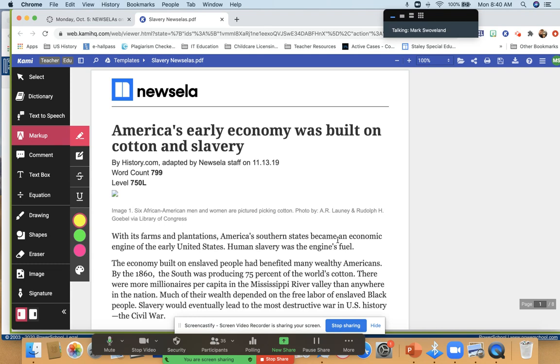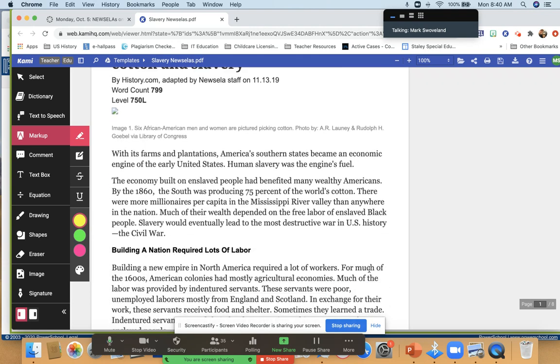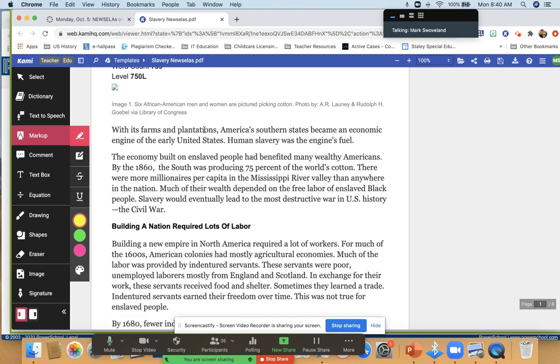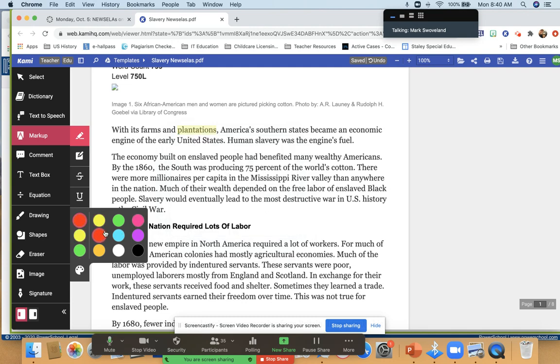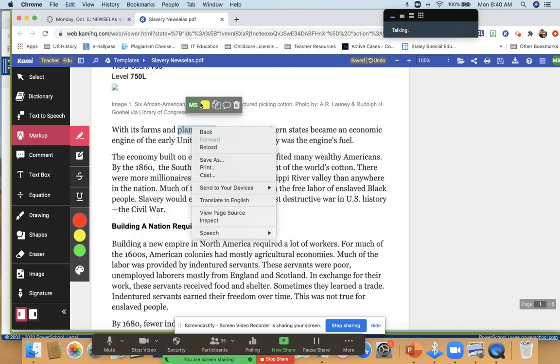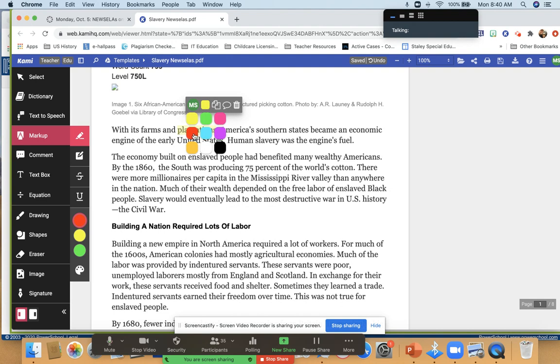Okay, so let's take a look at this first one. America's early economy was built on cotton and slavery, with its farms and plantations. All right, let's define this word as our first word. So I'm going to highlight it red. Remember, plantations are just large-scale commercial farms. So they're the very large farms that people are going to be using to grow cash crops.